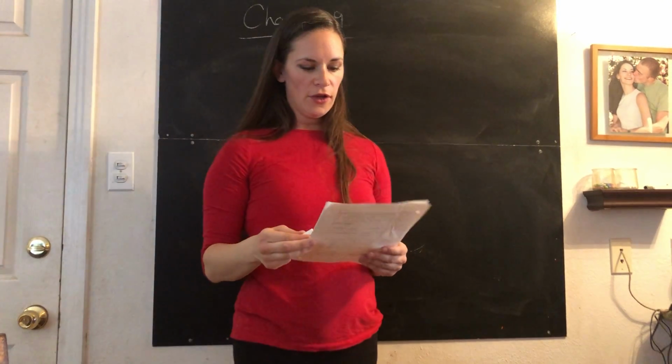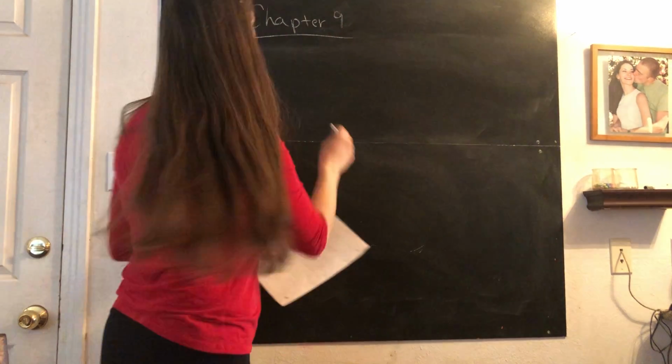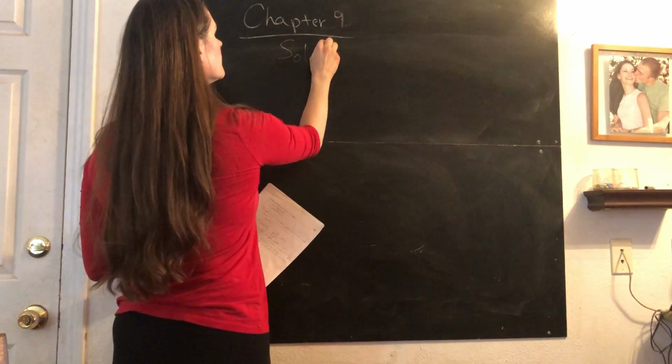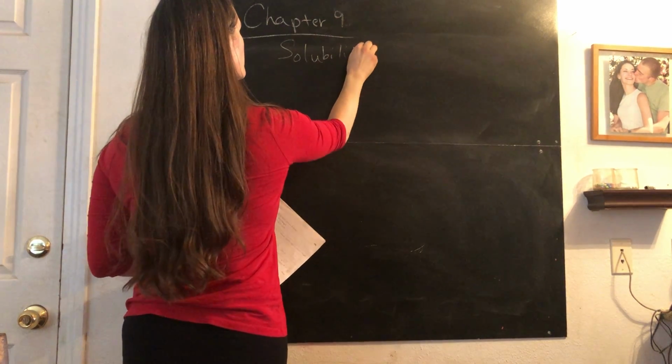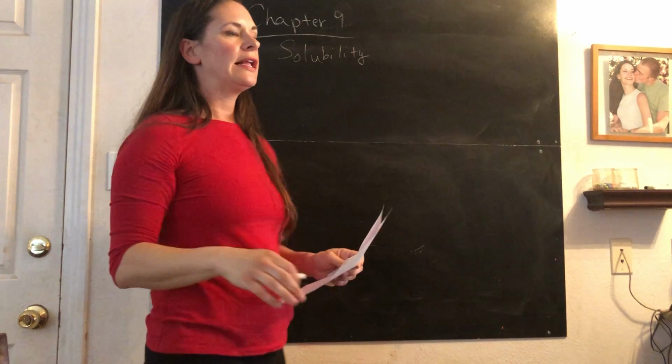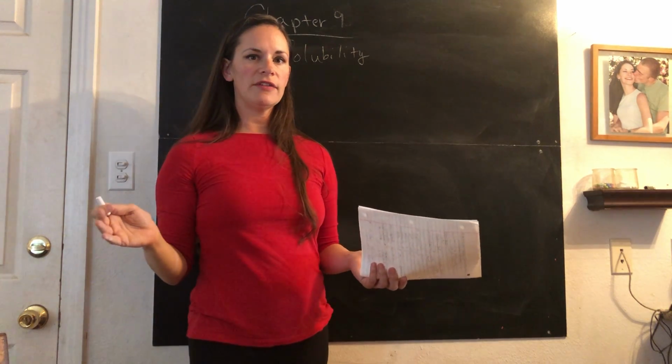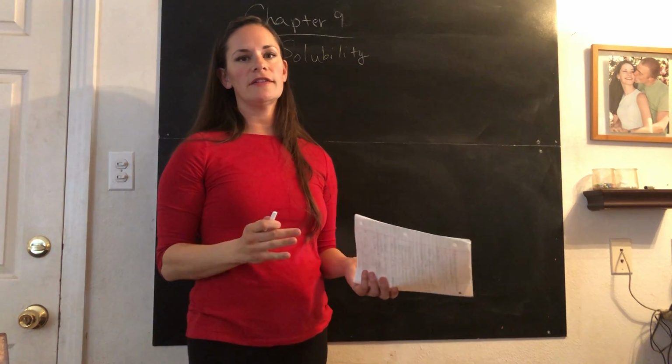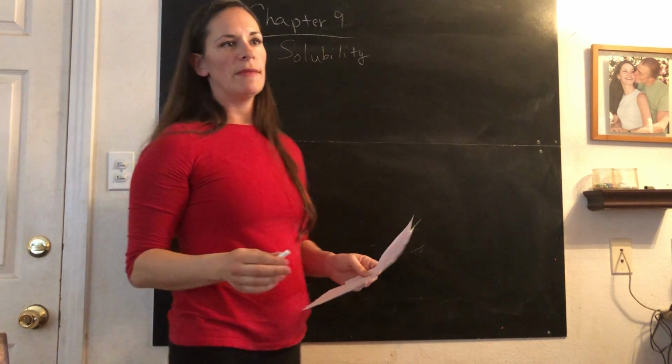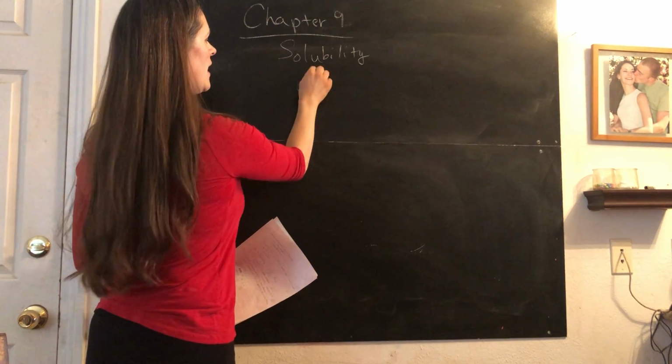Chapter 9. This should be faster. Chapter 9 is all about solubility, dissolving one thing in another. So, metals. You can have a solution of metals where one metal is dissolved in another. When metals are dissolved in each other, they're called alloys.